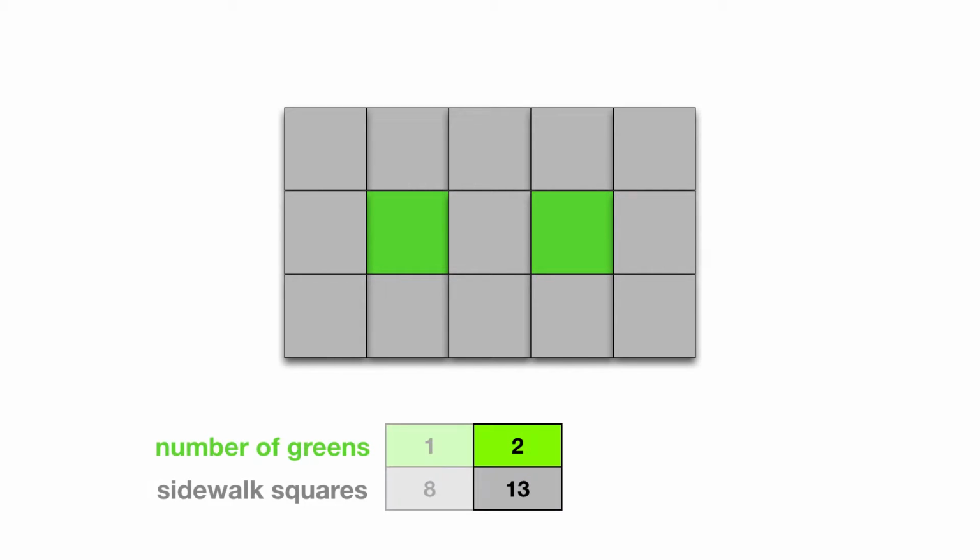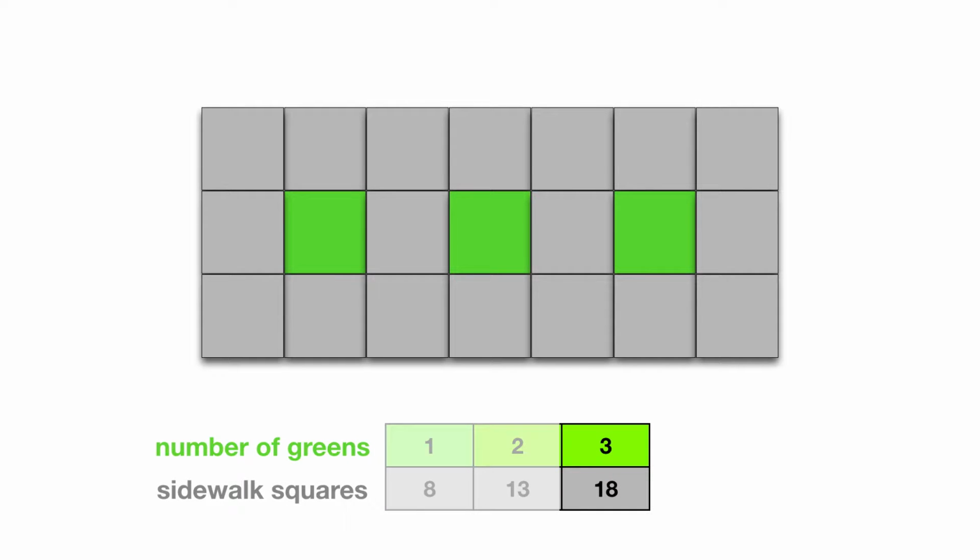Now, if we had 2 squares of green space, then we would use 13 squares of surrounding sidewalk. As we continue expanding, when we configure the next largest expanse for our cityscape, we have 3 squares of green space and 18 surrounding squares of sidewalk.